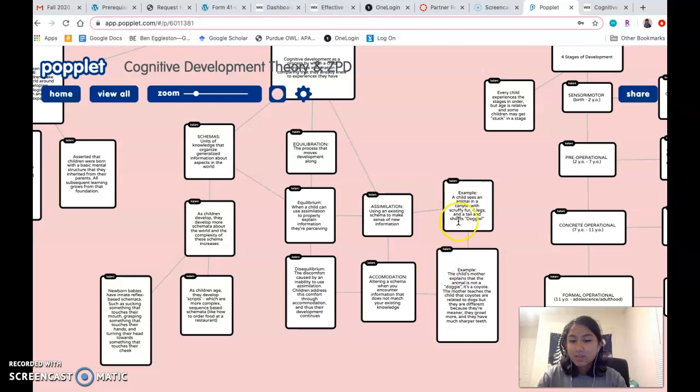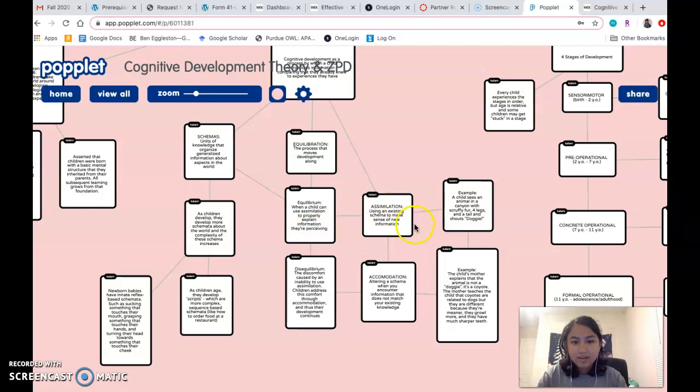And now they have 2 different schemas, a more specific schema for what a dog is, and a schema for what a coyote is, and how those 2 animals are similar and different. So between assimilation and accommodation, the goal here is equilibrium. The equilibrium is when a child can use assimilation to properly explain the information they are perceiving.